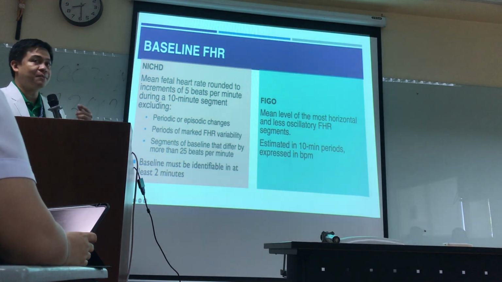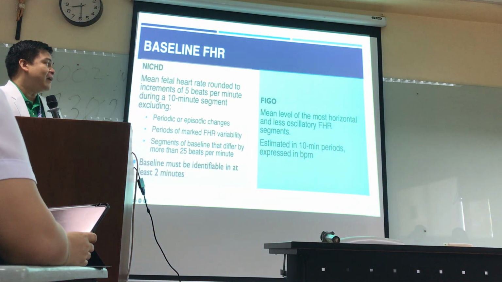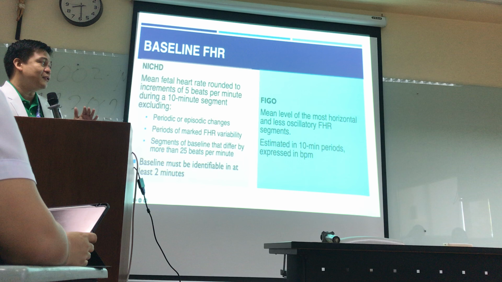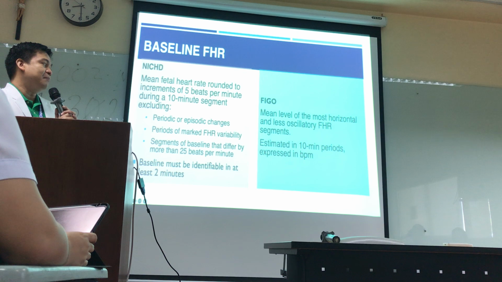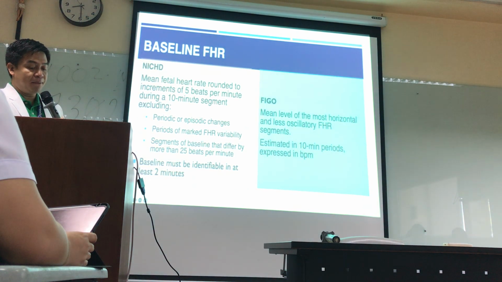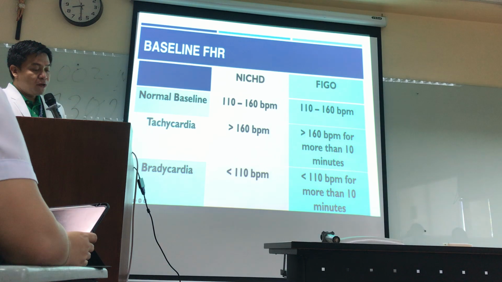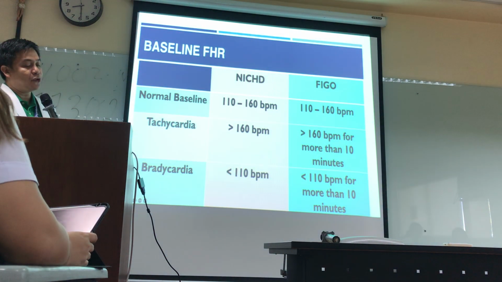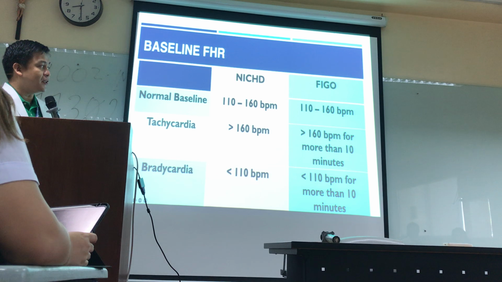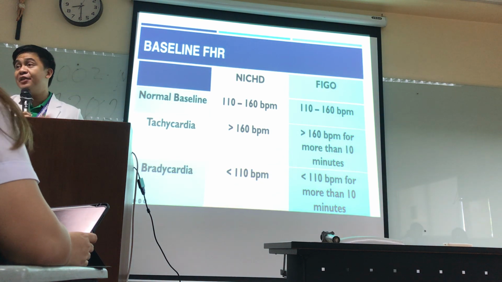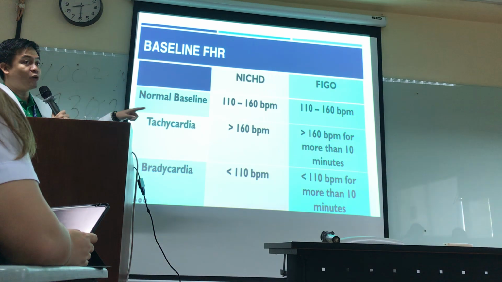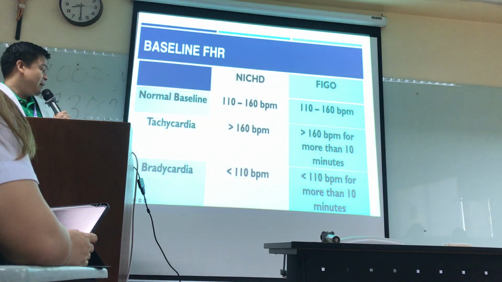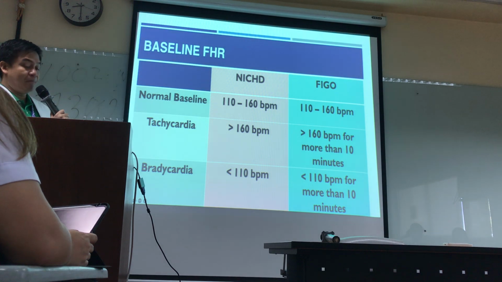For FIGO, it's a bit easier to understand. It's the mean level of the most horizontal and less oscillatory fetal heart rate segments, estimated in 10-minute periods and expressed in beats per minute. Actually, they are the same. Your baseline fetal heart rate is normally around 110 to 160 beats per minute. That's your normal. Tachycardia is more than 160 beats per minute, but for FIGO they include a time component, if it's more than 10 minutes. And bradycardia is less than 110 beats per minute.